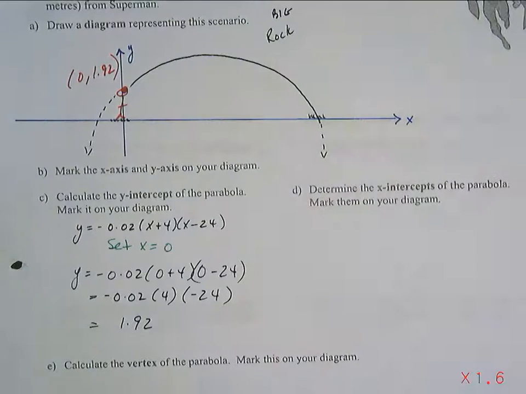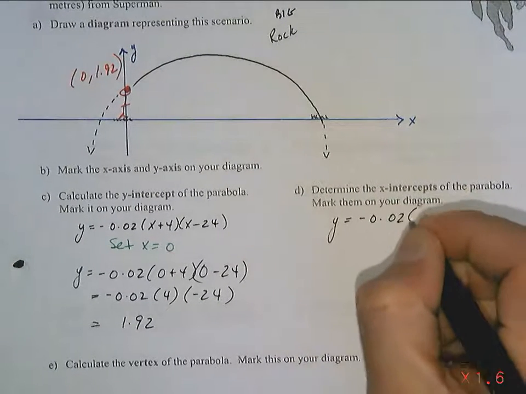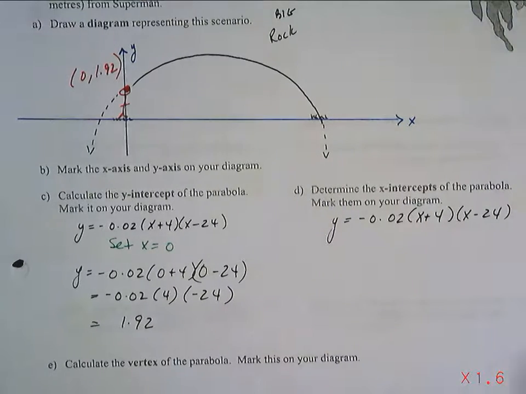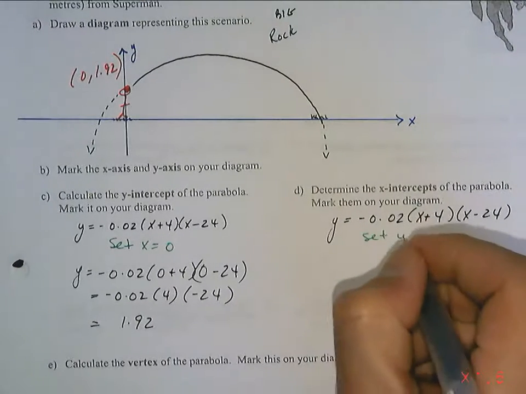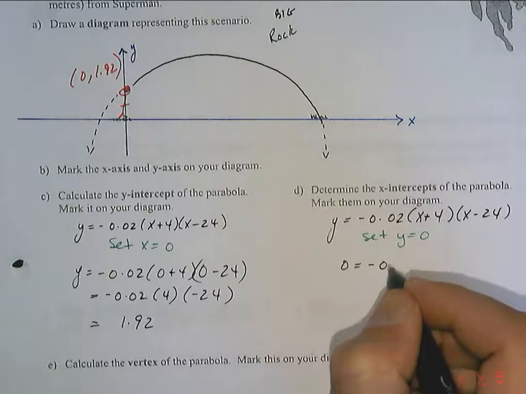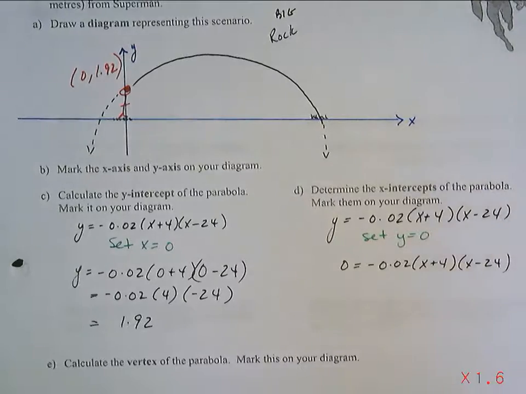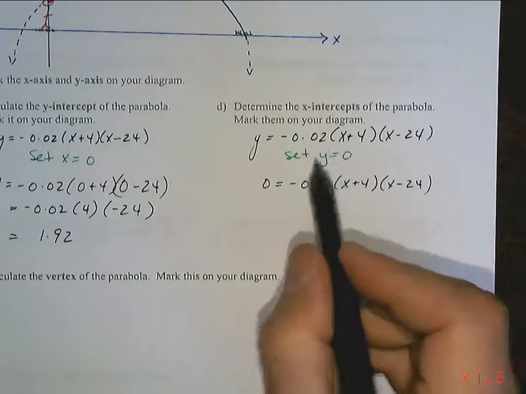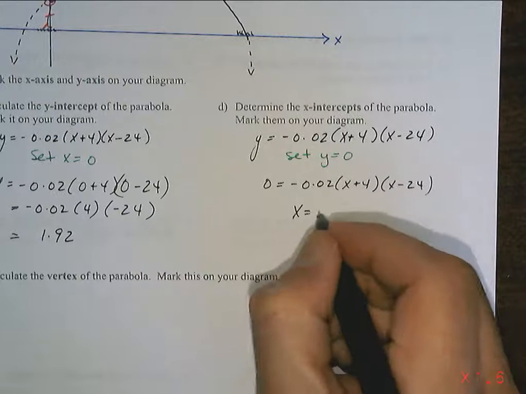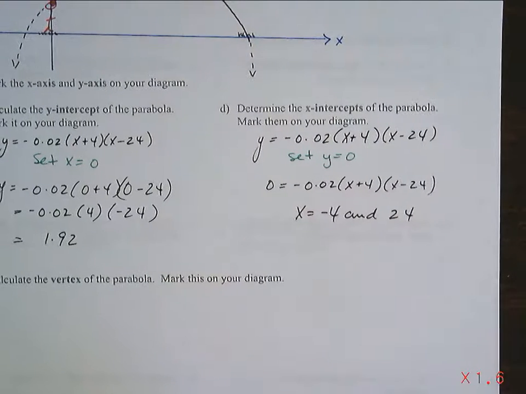Determine the x-intercepts. Well, again, we have the same equation. I could go through all of the work and set y equal to 0, which will give me 0 equals negative 0.02(x + 4)(x - 24). And thinking about what values will make the right-hand side equal to 0, it's going to be x equals negative 4 and 24. And I'm supposed to mark them on my diagram.